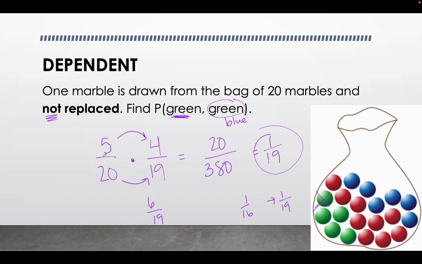A common misconception is, like, if I have 5 greens, that I'm taking all 5 out, but I'm only picking 1 marble at a time. We only say there's a 5 out of 20 chance of picking green because that's how many there are, but we're not taking all of them out. So if I was doing green then blue instead of green and green, the number of blues stays the same, but the total reduces by 1.